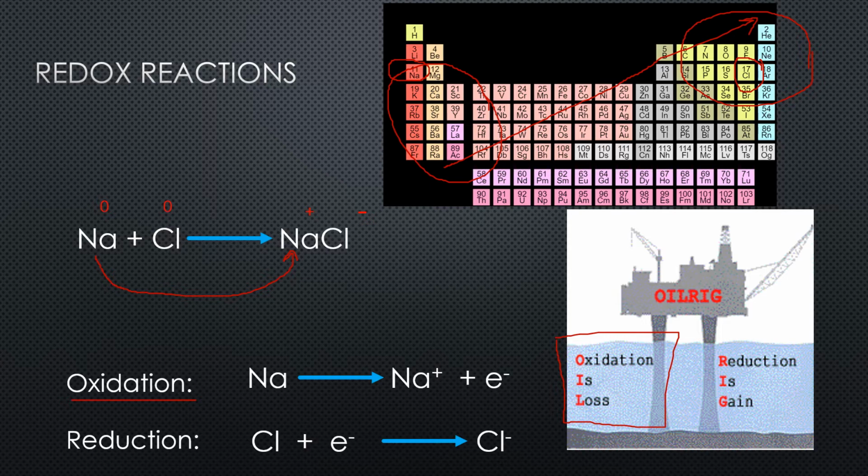The chlorine atom, on the other hand, accepts an extra electron and becomes negatively charged. And that is the reduction portion of our redox reaction. So reduction is gain of an electron. So these reactions occur all throughout the cell. Let's do one other example just so that you can get a handle on these.